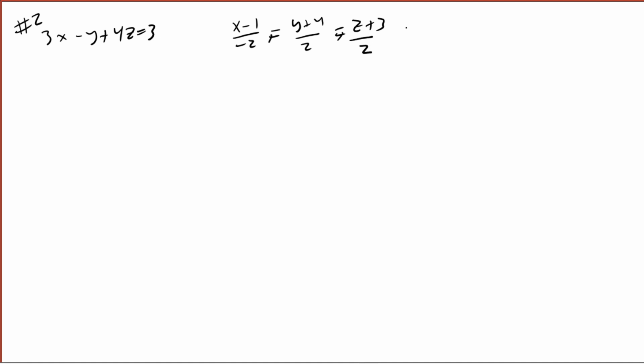Problem 2. We have the plane 3x minus y plus 4z equals 3. And we have the line (x minus 1) over minus 2, equals y plus 4 over 2, equals z plus 3 over 2. And the point A, which is minus 3, 0, 5. Okay, first question. Determine whether P and L are parallel.